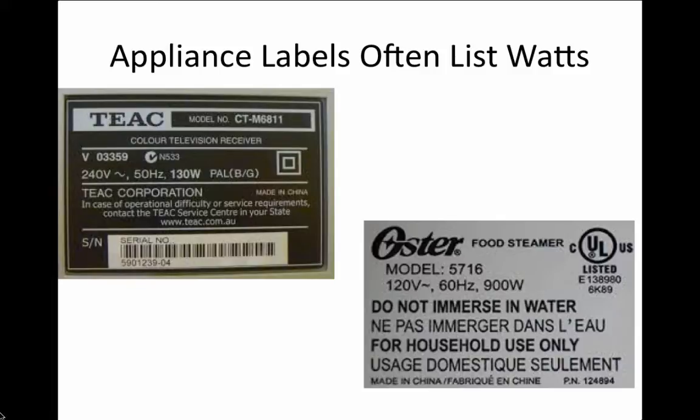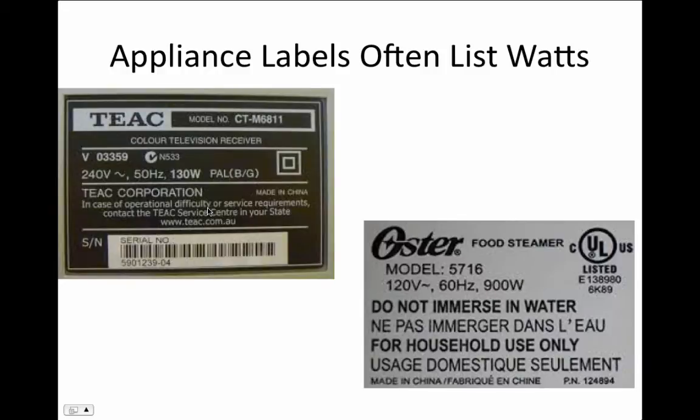So, for example, this television, TX, color television receiver, it's probably a label from a very old style television. It uses 130 watts when it's on. And then if you look at this food steamer, for example, it uses 900 watts when it's on. So let's take a quick look at that. So here's the 900 watts for the food steamer and the 130 watts for the television.